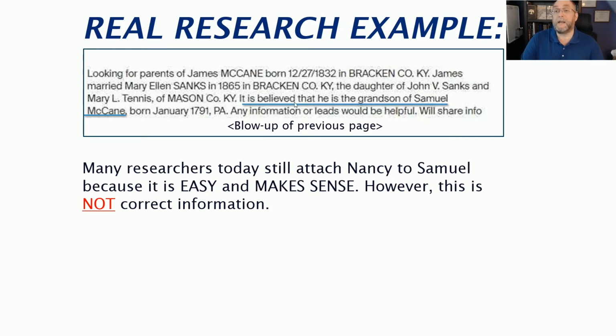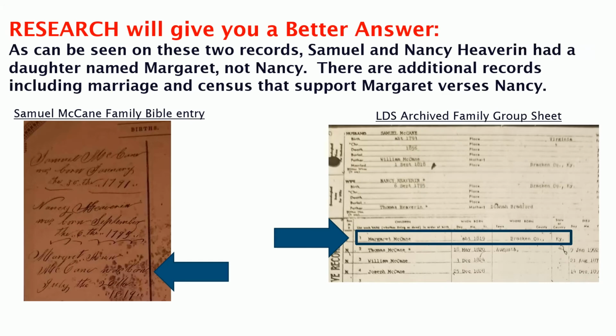It does say believed. I posted this in 1998, and I say believed to be. And at that time, I didn't have documents to disprove that that was the case. So you need to continue to look for records. Let me fade myself out for a split second here, and read this phrase. As can be seen on these two records, Samuel and Nancy Heverin had a daughter named Margaret, not Nancy. There are additional records including marriage and censuses that support Margaret versus Nancy.